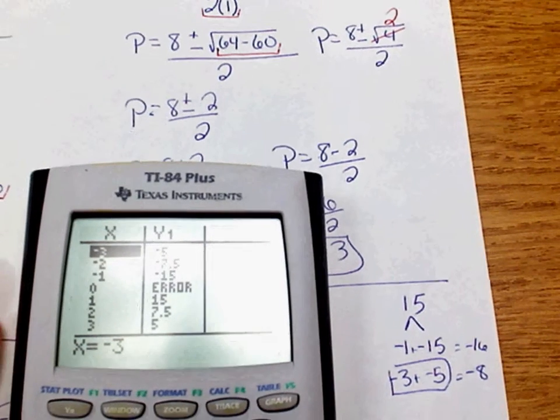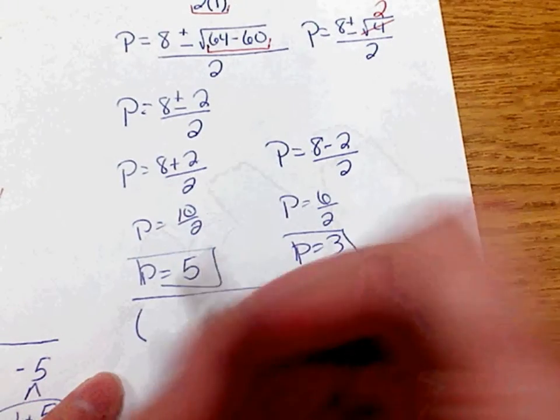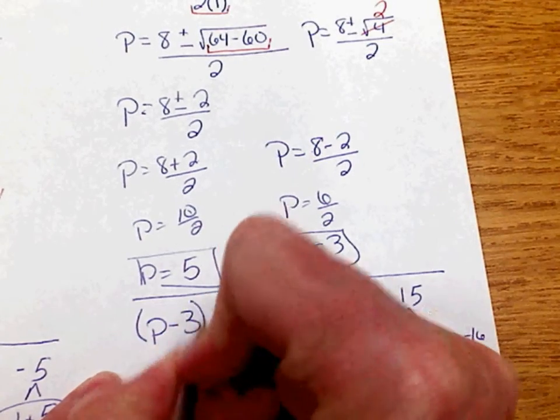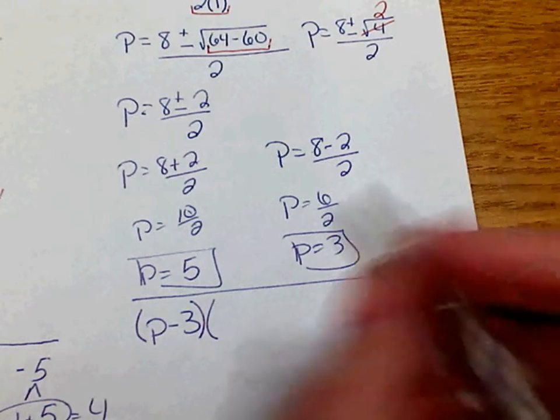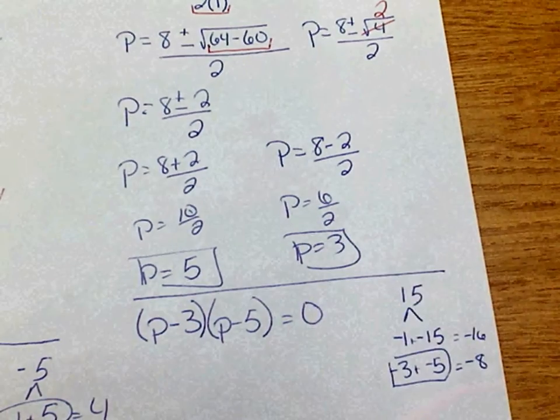Those are the factors that I want here. So I've got p plus negative 3, which is the same thing as just p minus 3, and then p plus negative 5, but that's not the same thing as p minus 5. Okay? And then we need to divide by a.